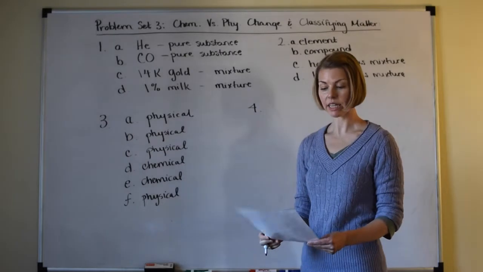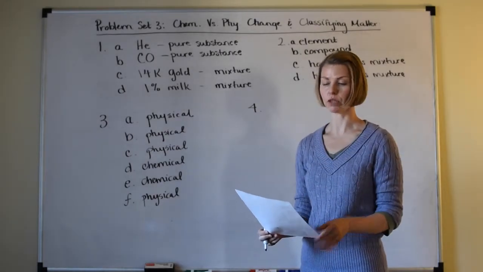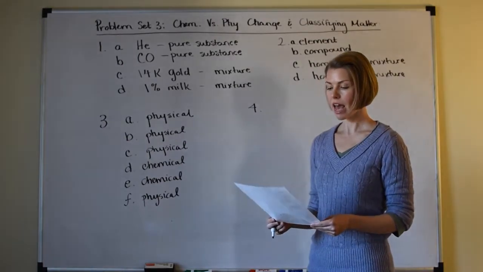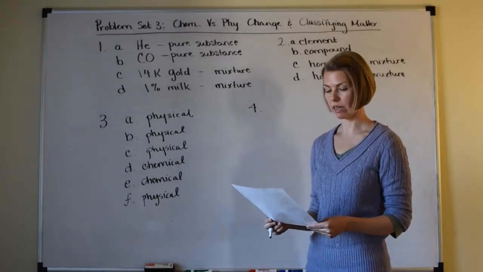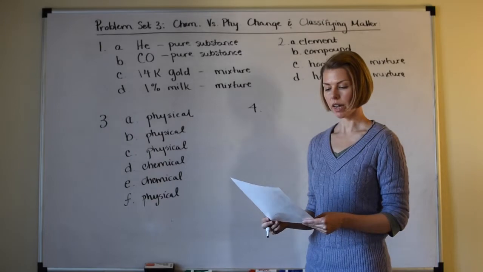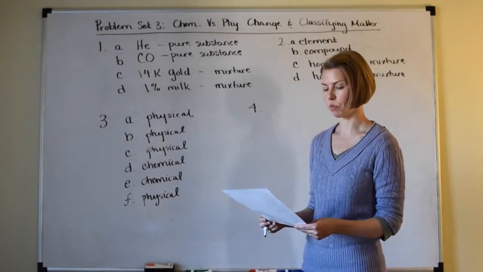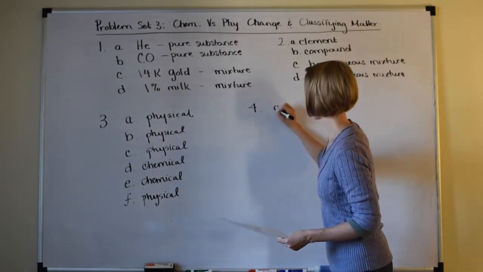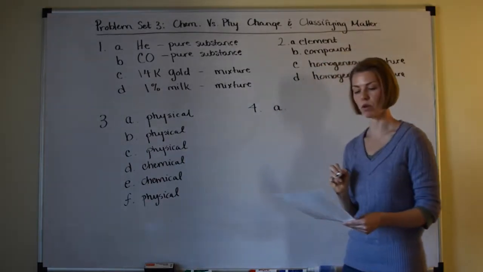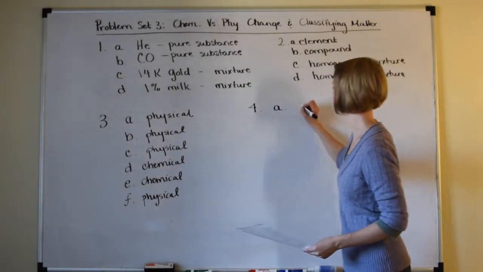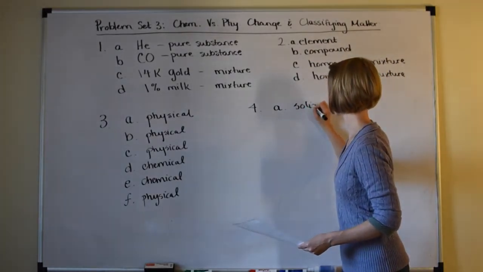Indicate the state of each substance at room temperature, which is roughly around 22 degrees Celsius, and atmospheric pressure, about 1 atm. Okay, so the conditions that we're used to on a daily basis inside of a room. A, table salt, sodium chloride. So think about the state that sodium chloride is in.